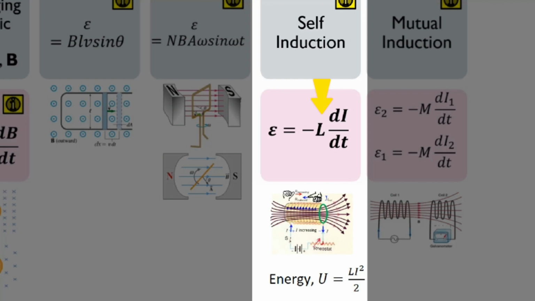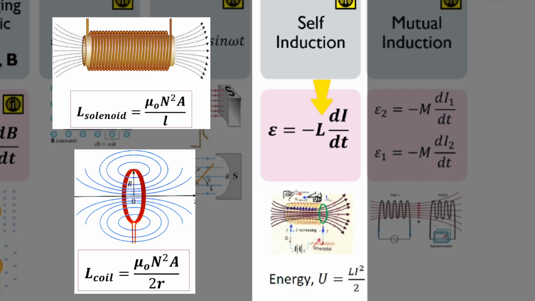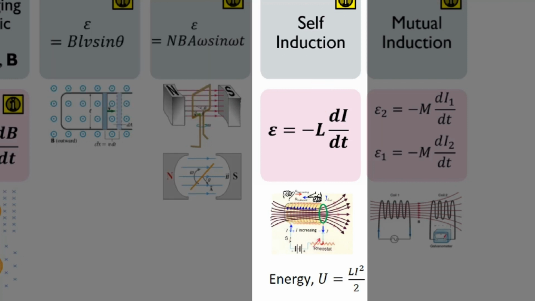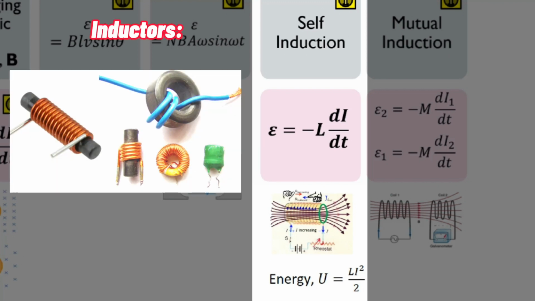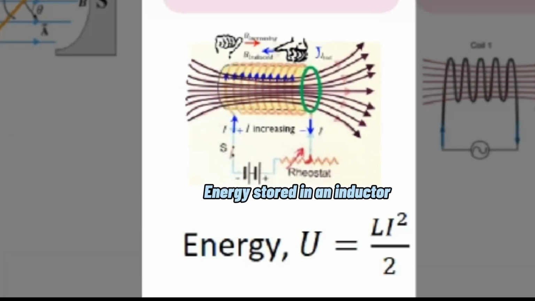If it is a solenoid, then L equals mu naught n squared A over l. If it is a coil, then L equals mu naught n squared A over 2R. Self-induction occurs in an electronic component called an inductor. An inductor controls current flow and stores energy in its magnetic field. The energy U equals half L i squared.